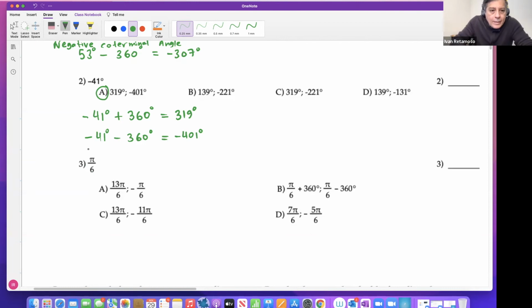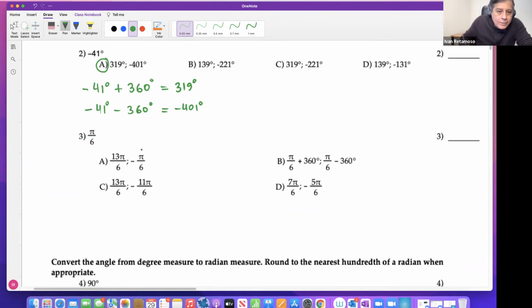Now, how do I know that this is in radians? Because I don't have this little hollow circle on the top. No units means radians. It's a mathematical agreement. However, I'm just going to do it in radians. We said that to get a positive coterminal angle, I simply add 360 degrees, but 360 degrees in radians is just 2 pi radians. So you add 2 pi.